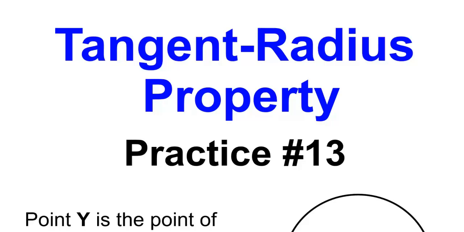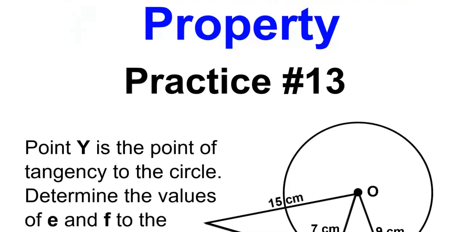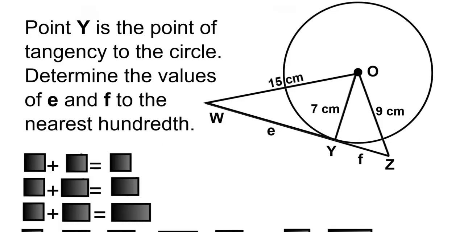Tangent radius property, practice number 13. Point Y is the point of tangency to the circle. Determine the values of E, which is line W to Y, and F, which is line Y to Z, to the nearest hundredth. Since point Y is the point of tangency to the circle, line W to Z will be our tangent line.